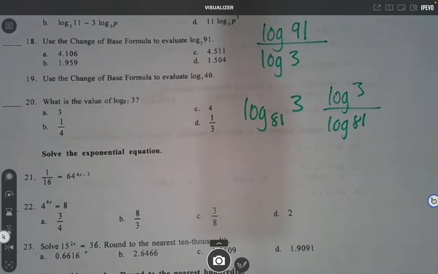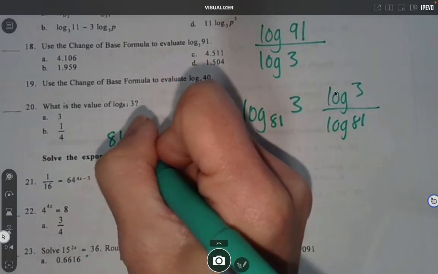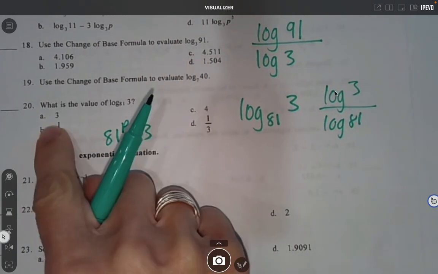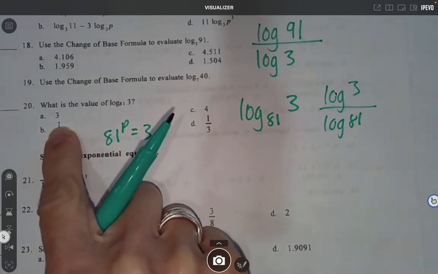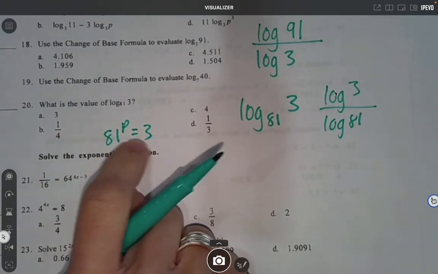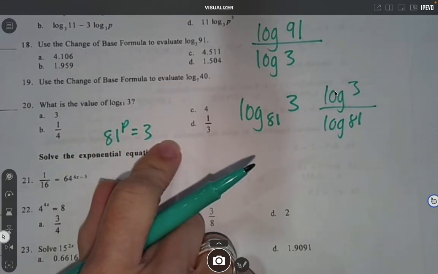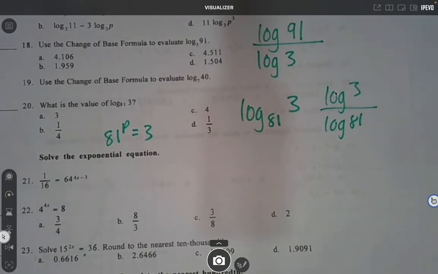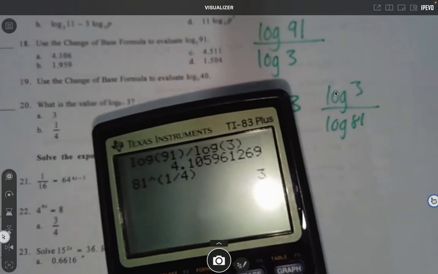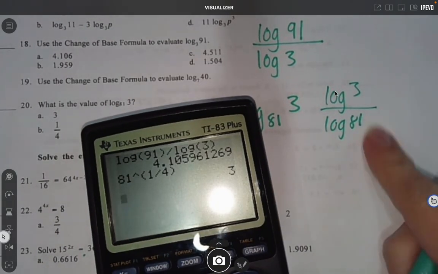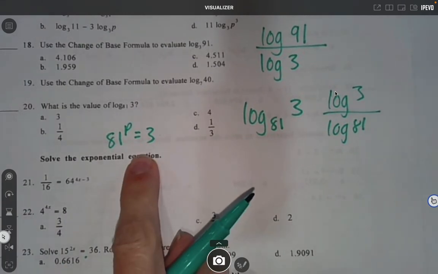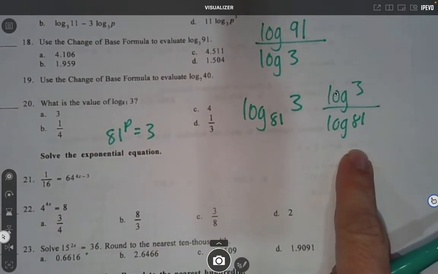The old way at the very beginning of this study guide would say 81 to what exponent is 3? It's B. And if you just plug them in, 81 to the third power is not 3. 81 to the 1/4 is 3. Do we understand this? So 2 ways to do that. See, there's 81 to the 1/4. Or I could have done this. So we've learned both ways. We learned this way at the beginning, and we learned change of base.